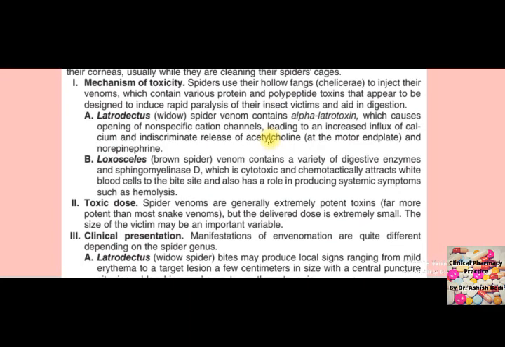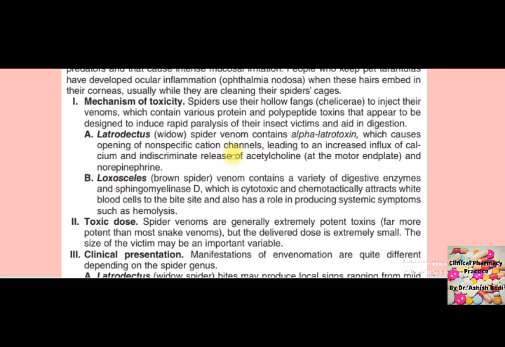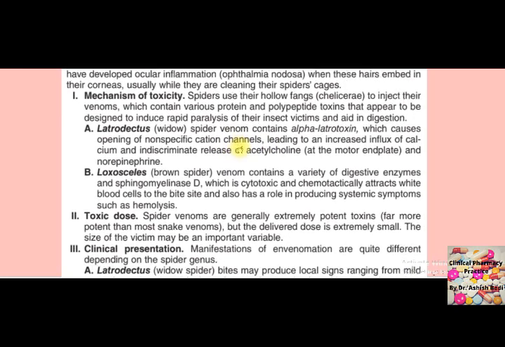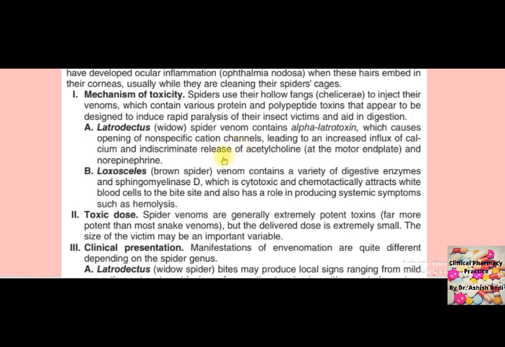What is the mechanism of toxicity if we talk about the black widow spider or brown spider? Spiders use their hollow fangs to inject their venoms, which contain various proteins and polypeptide toxins that appear to be designed to induce rapid paralysis of their victims and aid in digestion.